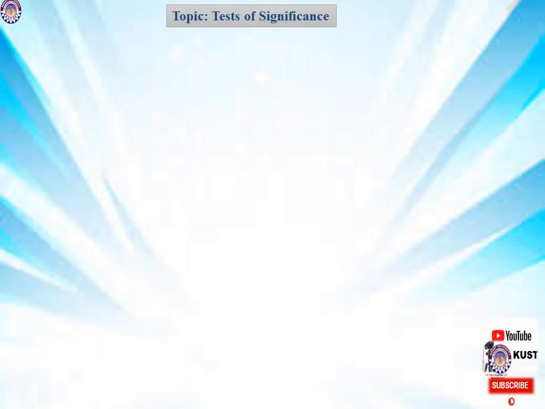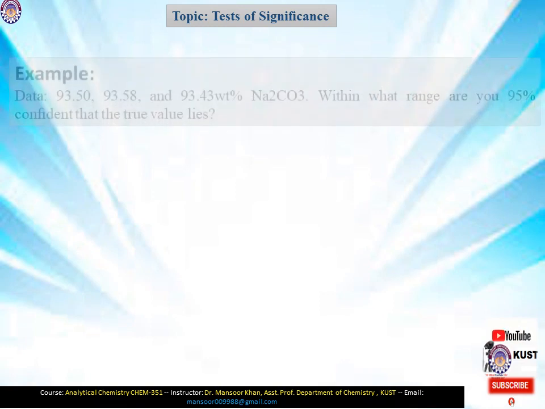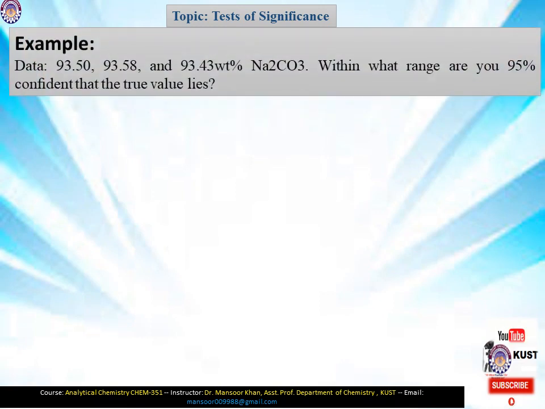This is an example taken from the book Basic Analytical Chemistry by J.D. Christian. I do not want to write the statement of the whole example, because then the slide will become too congested. But what is the example? The example is the determination of sodium carbonate in commercial washing soda by using hydrochloric acid as a titrant.